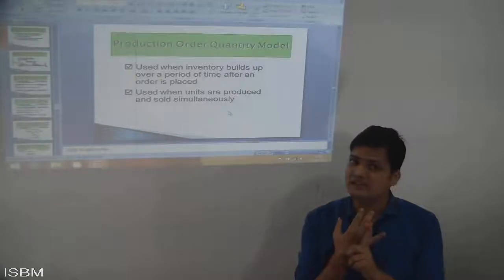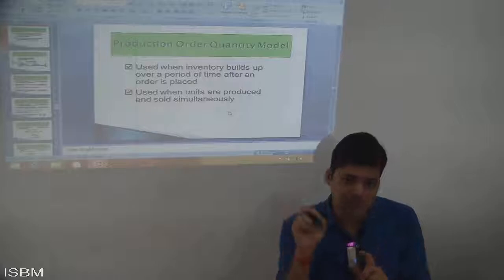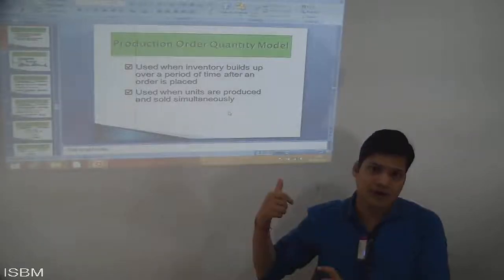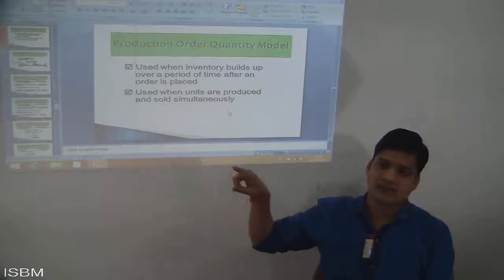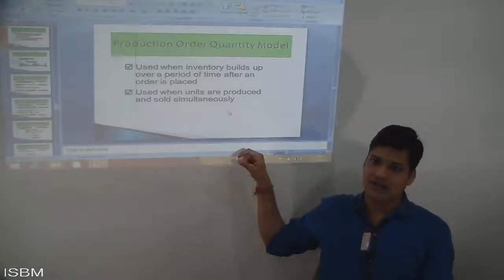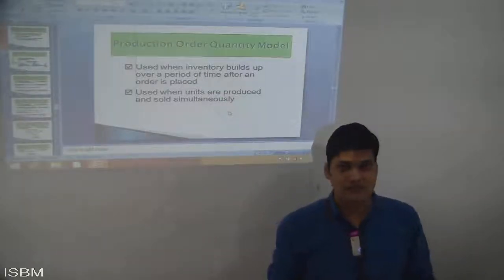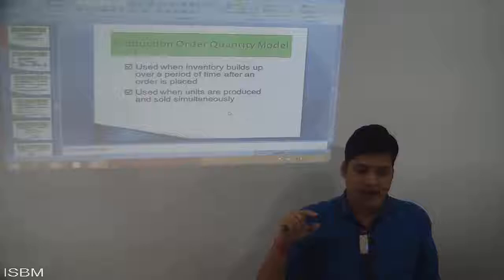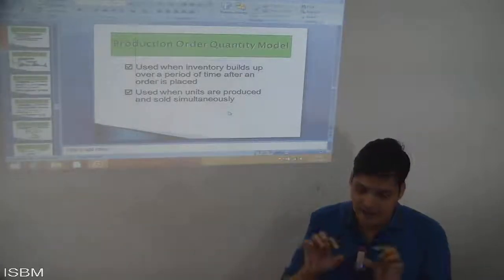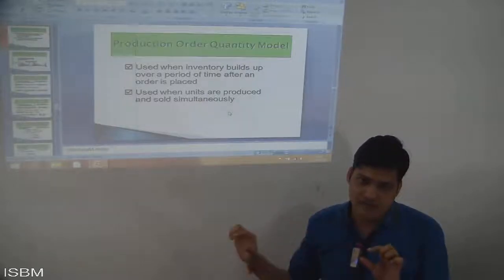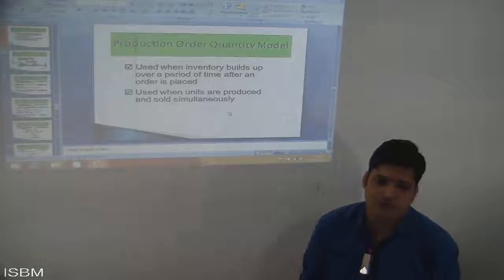Setup cost is D by Q into S. Holding cost is Q by 2 into H. Then we have learned the reorder point, which is D into L, where D is demand by number of working days, and L is the lead time that we have calculated. Then we calculate the number of days, which is N. N is equal to D by Q. The number of days is equal to demand upon number of working days, that we have calculated.